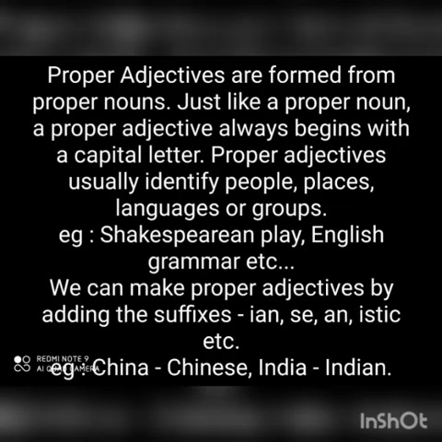Proper adjectives are formed from proper nouns. Just like a proper noun, a proper adjective always begins with a capital letter. Proper adjectives usually identify people, places, languages, or groups. Example: Shakespearean play, English grammar, etc. We can make proper adjectives by adding the suffixes ian, ese, an, istic, etc. Example: China, Chinese, India, Indian.